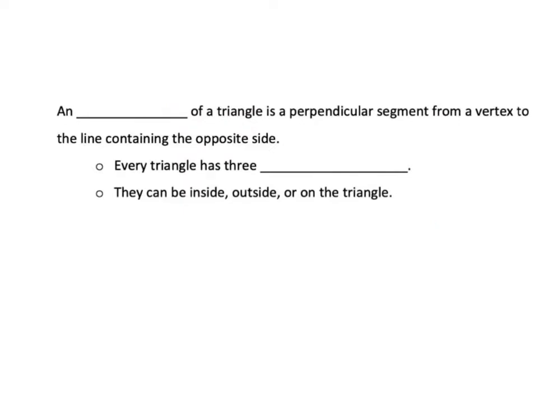Now, if we move on, we're going to go to the next definition. We talked about medians and centroids. Now we're going to talk about altitudes. An altitude of a triangle is a perpendicular segment from a vertex to the line containing the opposite side. And every triangle will have 3 altitudes. They can either be inside, outside, or on the triangle.